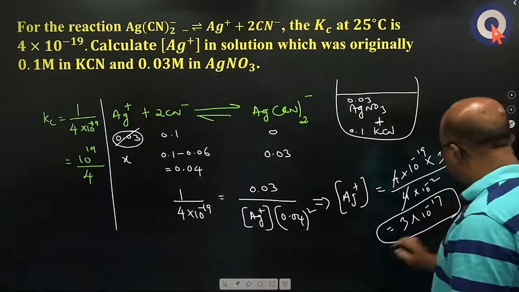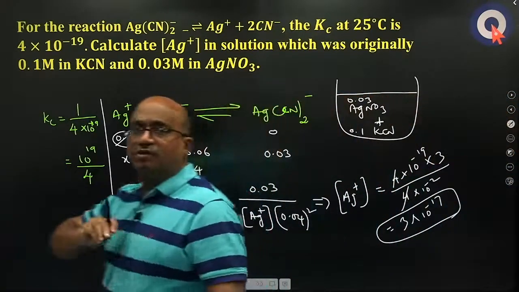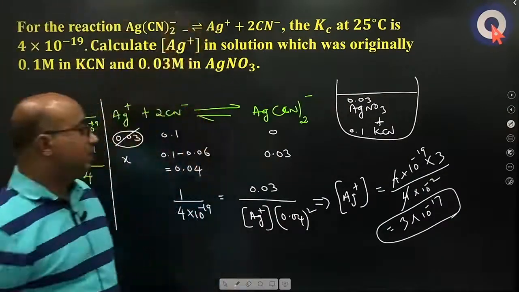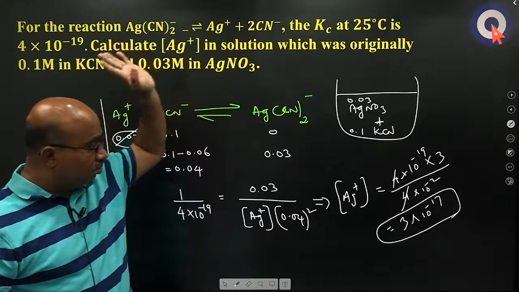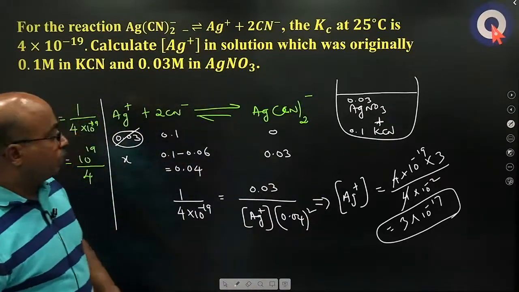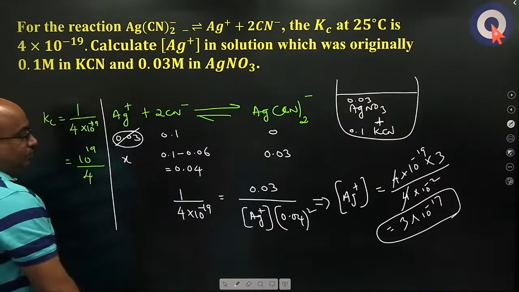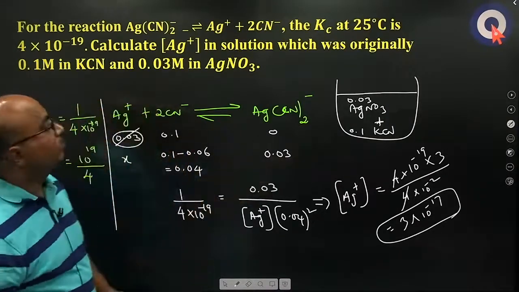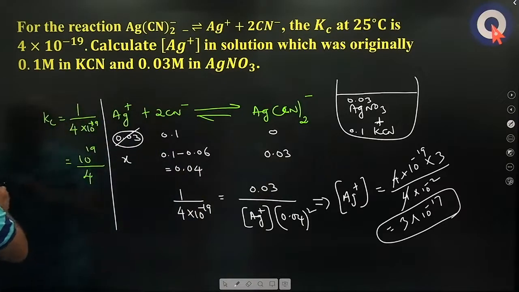So what was the concentration of Ag plus? It's 0.0003 somewhere, let's say after 10 to the power of minus 17 decimals. Clear? So it's a very low concentration, so we said approximately it is converted into that. Next part.